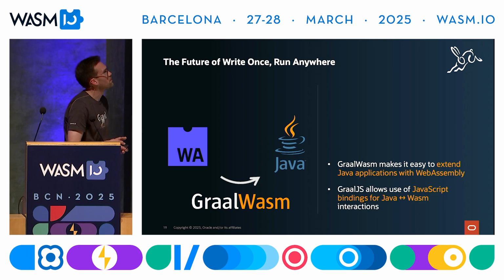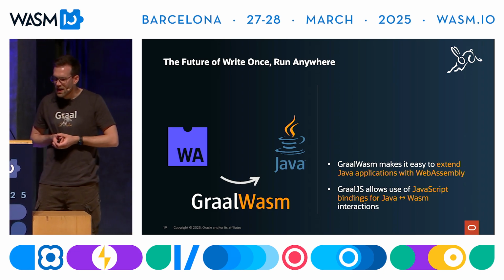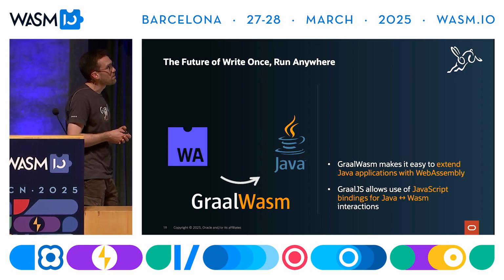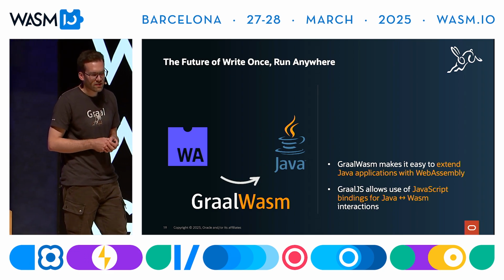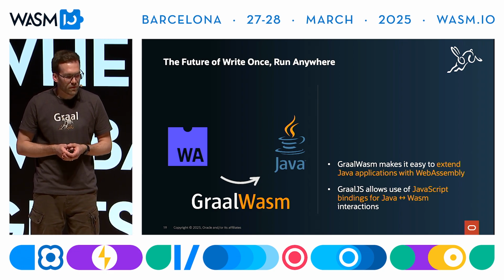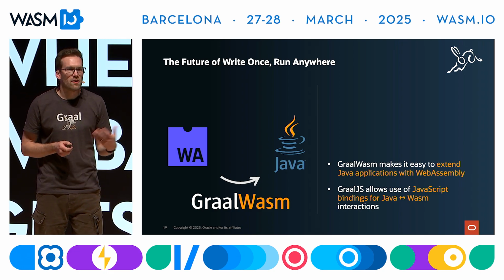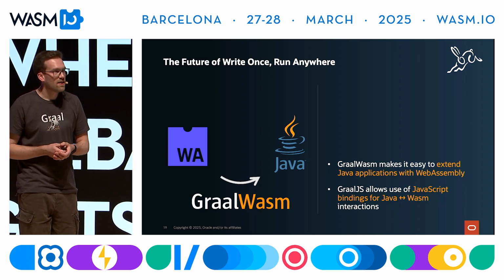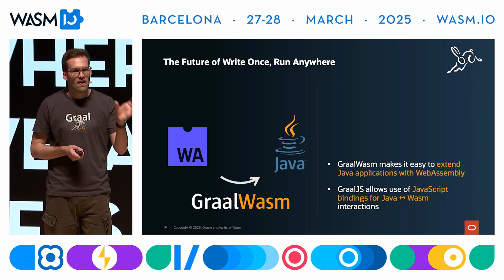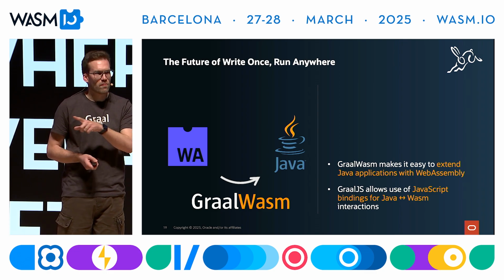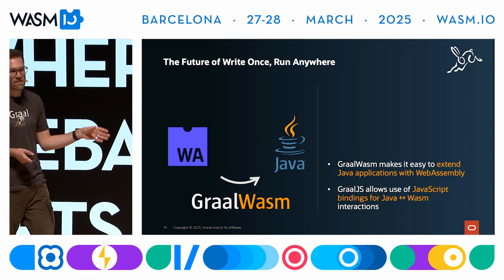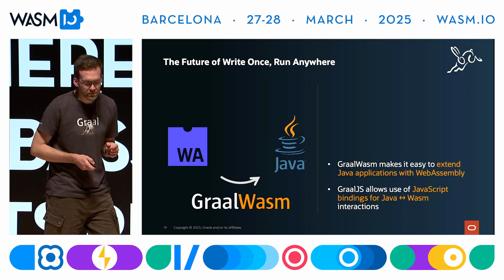OK, so that was GraalWasm. That's our Graal language for WebAssembly, and that allows you to embed WebAssembly in Java applications, as we've just seen with the Spring Boot application. GraalJS also allows you to reuse JavaScript bindings and facilitate high-level communication between Java and WebAssembly. We're watching out for the component model, and hopefully one day we can do direct interop between Java and WebAssembly, but we're not there yet.